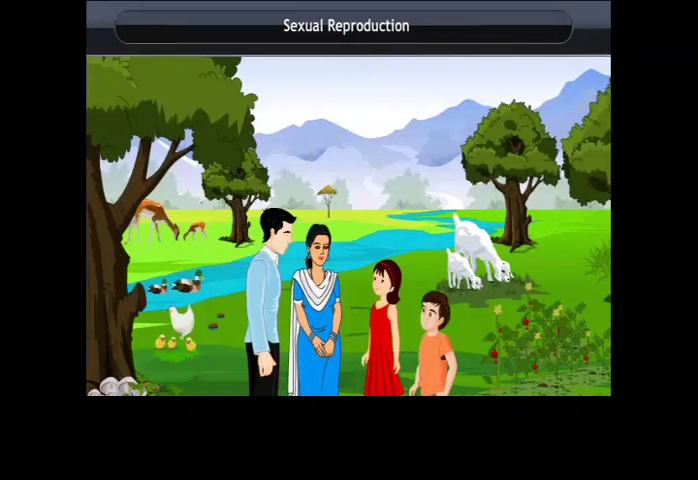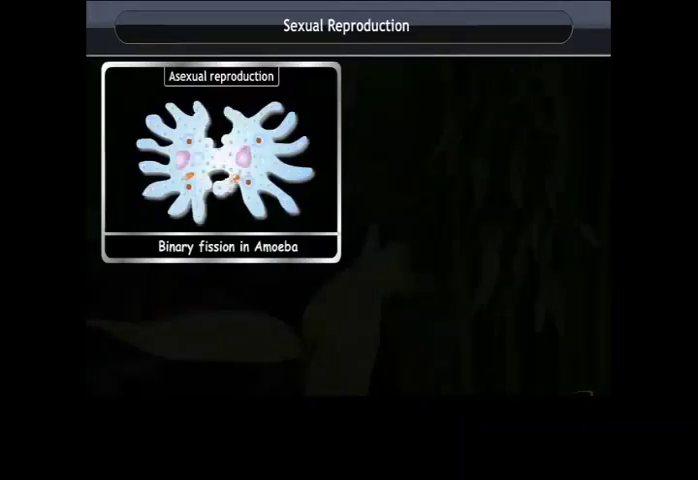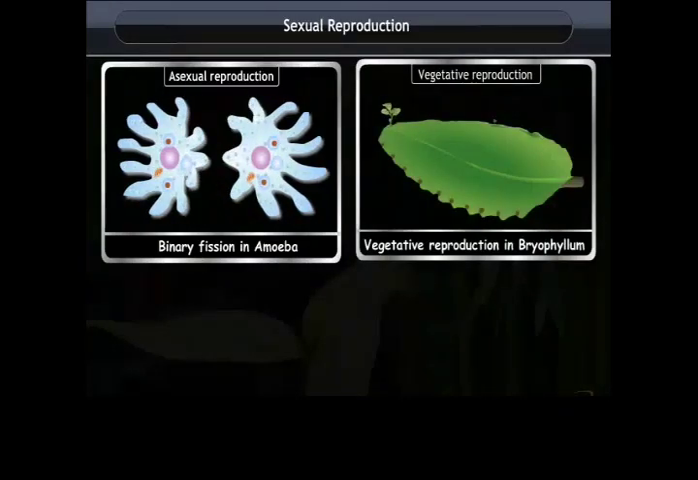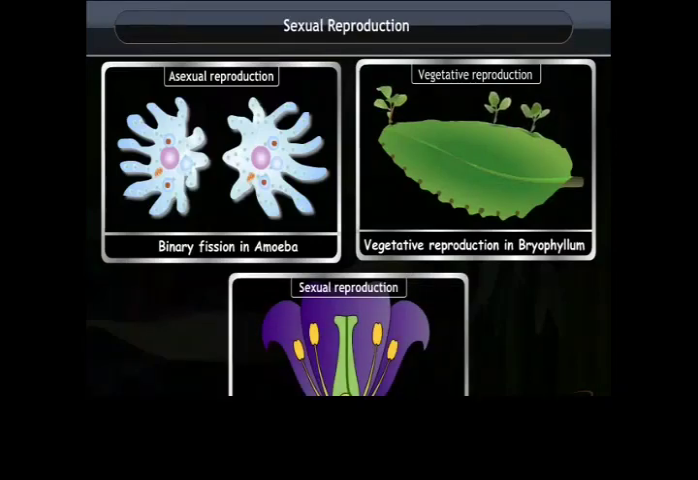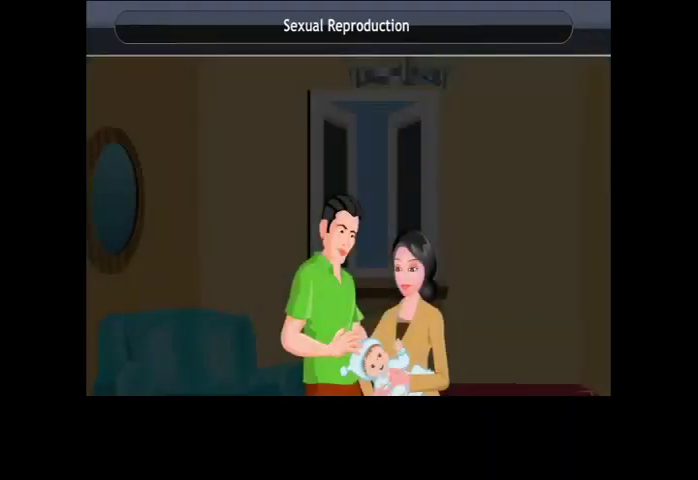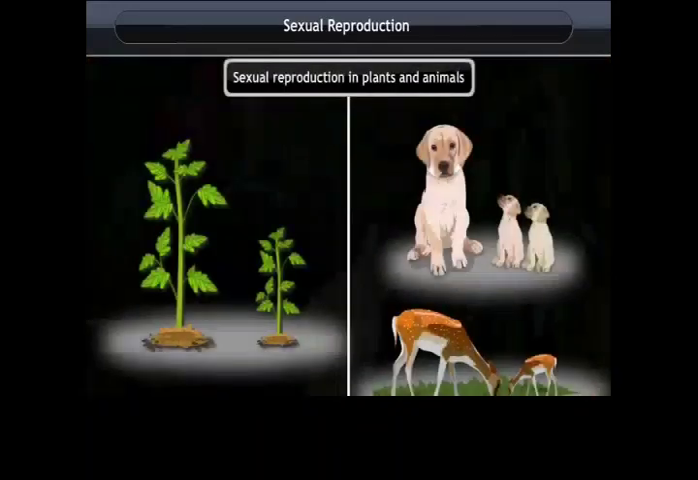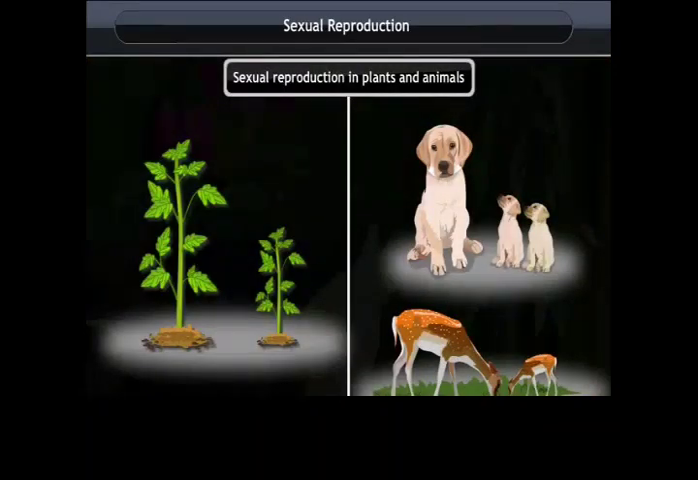Introduction to sexual reproduction. All the living beings on this earth produce their offspring to maintain the continuity of their species. This process is known as reproduction. Besides asexual and vegetative reproduction, plants also show sexual reproduction. This type of reproduction gives genetic variation in their offspring. Let us discuss sexual reproduction in plants and animals.